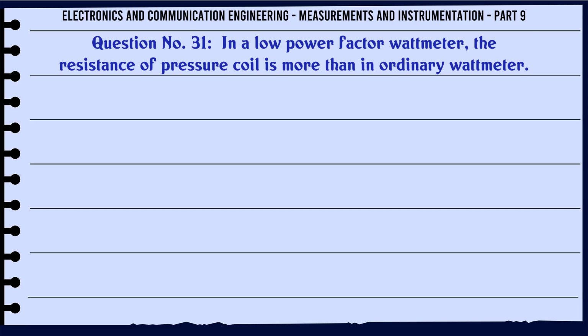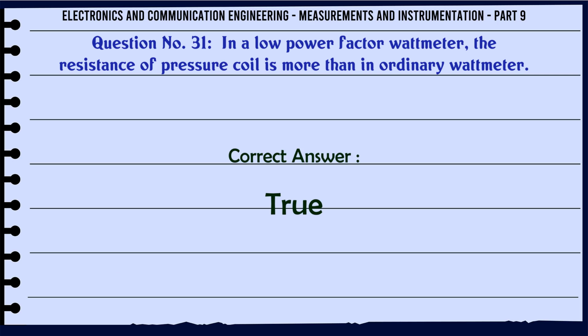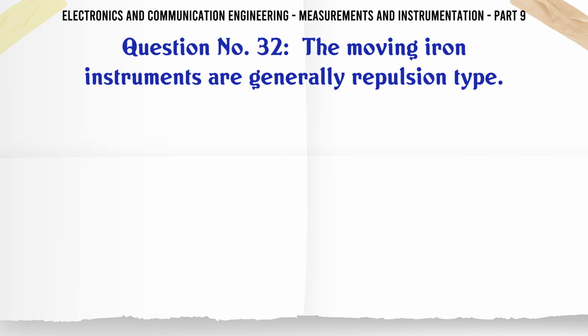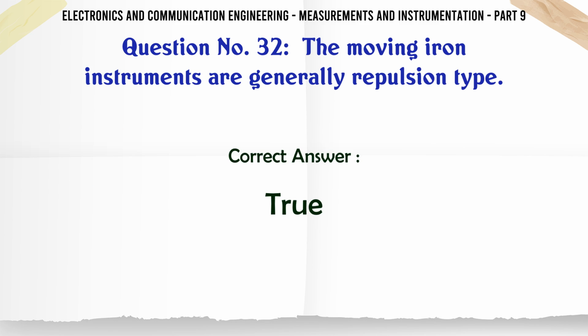In a low power factor wattmeter, the resistance of pressure coil is more than in ordinary wattmeter. A. True. B. False. The correct answer is true. The moving iron instruments are generally repulsion type. A. True. B. False. The correct answer is true.